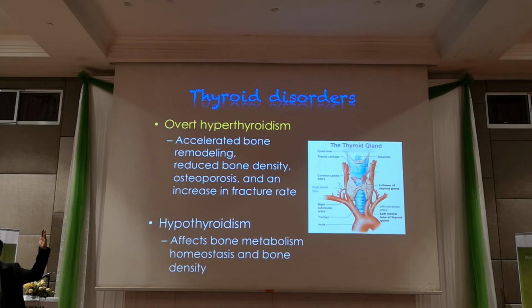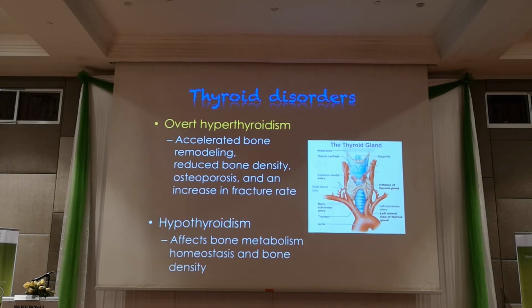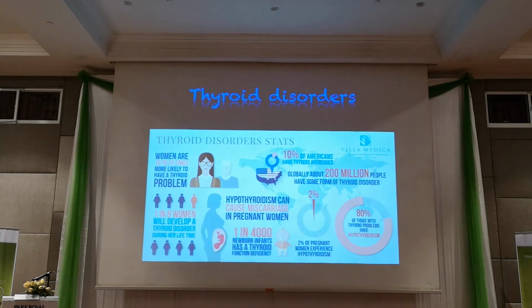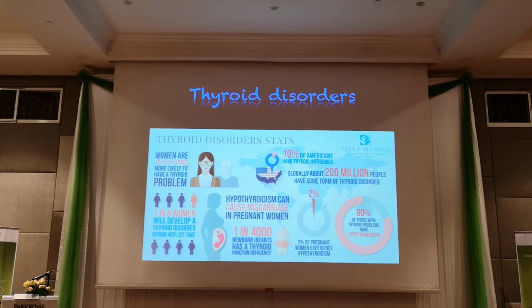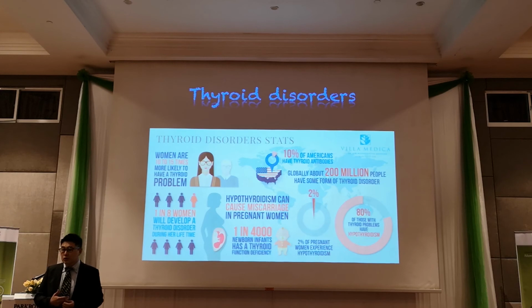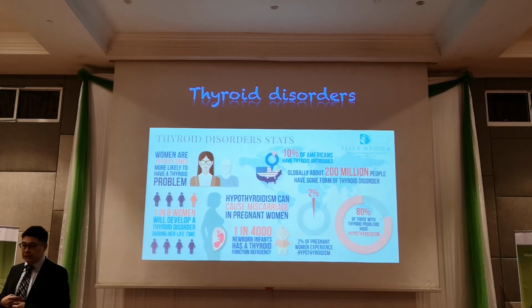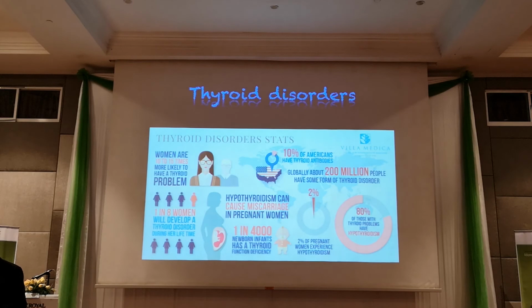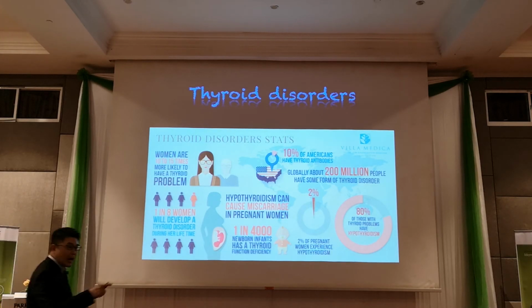You have 2 kinds of thyroid problems. Hyper means too much thyroid hormone. Hypo means too little. This is the statistics from the States. Unfortunately, women are 10 to 15 times more at risk of getting thyroid problems. And most of the time, the thyroid problems are hypo. So we give them T3, T4 thyroxine just to balance things out.